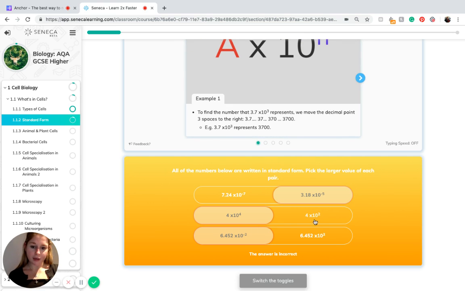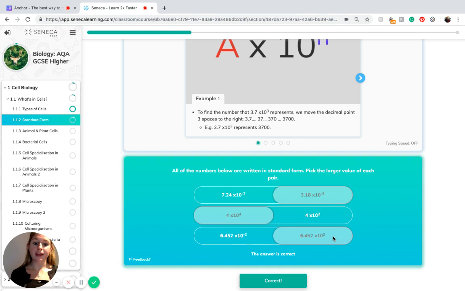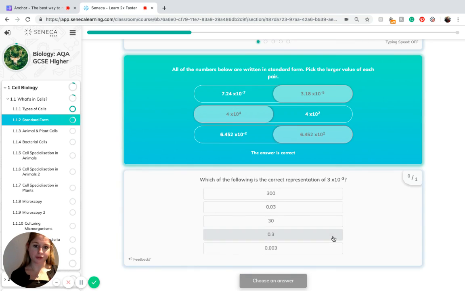Okay, so then here we have 4 times 10 to the 4 and 4 times 10 to the 2. We know that the larger value must be 4 times 10 to the 4, as we were moving the decimal place to the right by 4 places as opposed to 2. And here we know that 6.452 times 10 to the minus 2 versus 6.452 times 10 to the 2, the 10 to the 2 will be a larger number, as again the decimal place is being moved to the right.